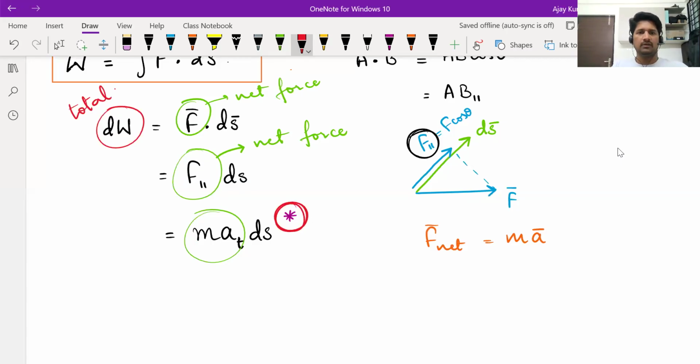Is this clear to all of you? Any doubt in this? If you want to write F as MA, you have to ensure that F is the net force. So let F be the net force. And if F is the net force and you are calculating work done by the net force, that means you are calculating the total work done on the particle, a single particle.